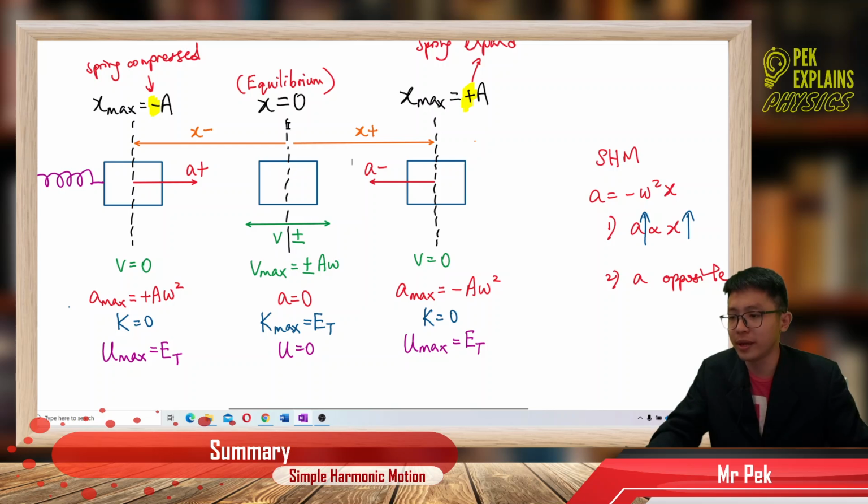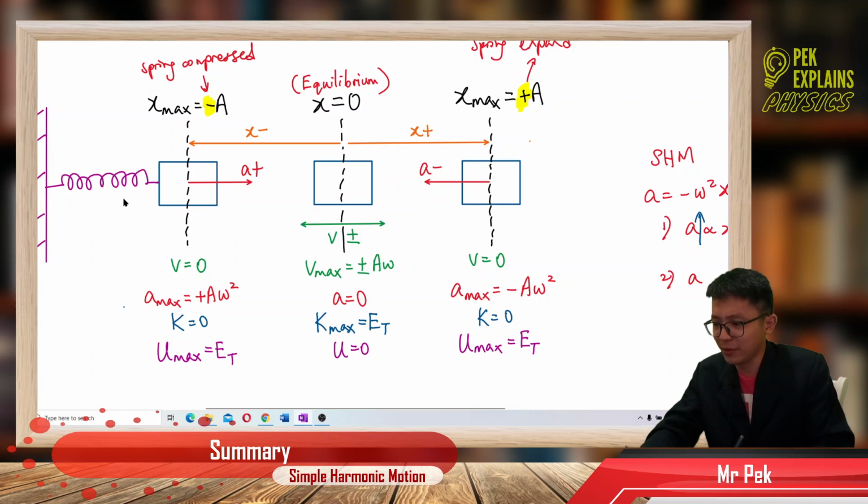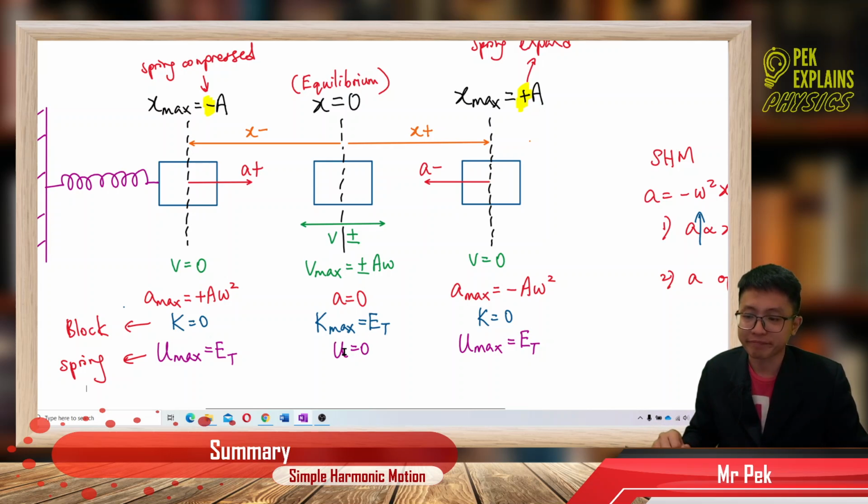But for potential energy, it's the opposite. Potential energy is 0 at the center, at the equilibrium. Why? One thing I want to get straight: when we talk about kinetic energy, we refer to the block. When we talk about elastic potential energy, we talk about the spring. Understand that? So for the spring at the equilibrium, it has no extension, no compression. So potential energy is 0.